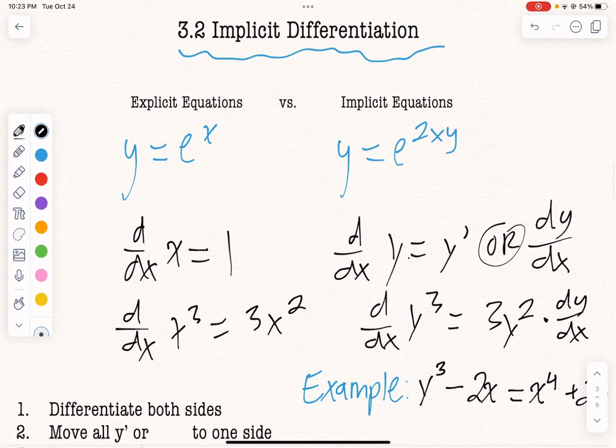So basically, when it comes to differentiating y, you will still use the power rule. As you can see here, we are still using the power rule to get this first answer, but you will just multiply that times dy dx or y prime.